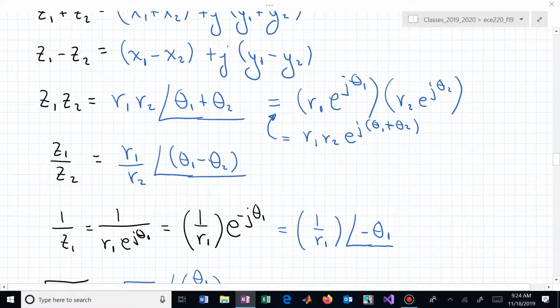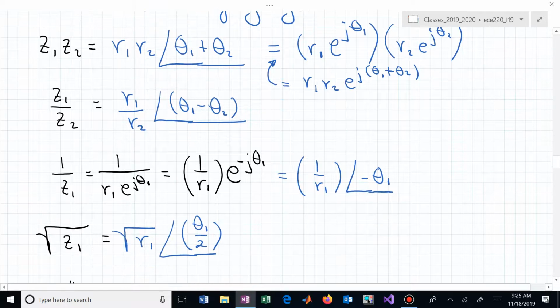If we take the reciprocal, 1 over z1, again, playing with this exponential form makes it a little easier to understand why you can just negate the angle in that polar form. Now we simply take the reciprocal of the magnitude, and subtract the angle. And now we've inverted that complex number, which is easier if it's in exponential form.